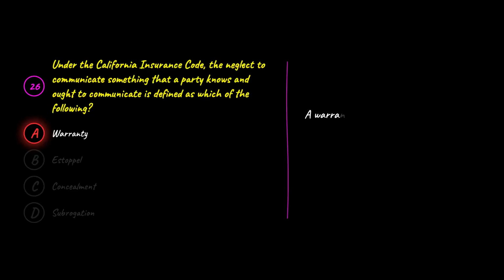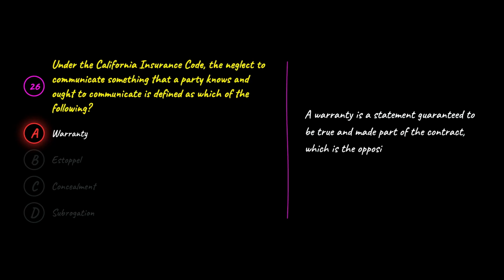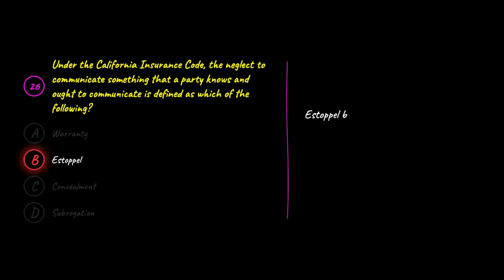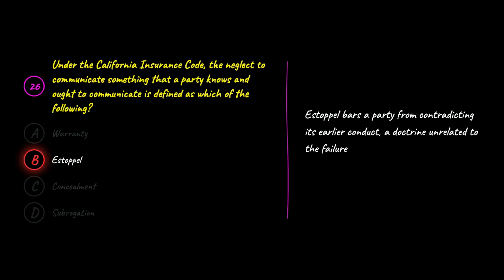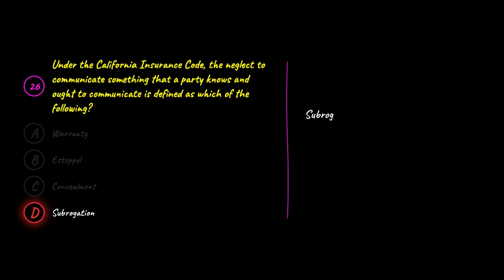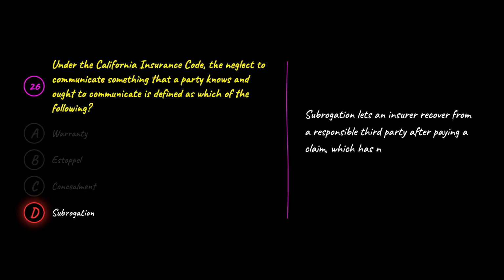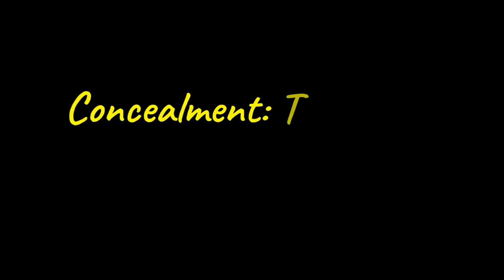A is wrong because a warranty is a statement guaranteed to be true and made part of the contract, which is the opposite of a silent failure to disclose. B is wrong because estoppel bars a party from contradicting its earlier conduct, a doctrine unrelated to the failure to communicate a known material fact. D is wrong because subrogation lets an insurer recover from a responsible third party after paying a claim, which has nothing to do with non-disclosure.